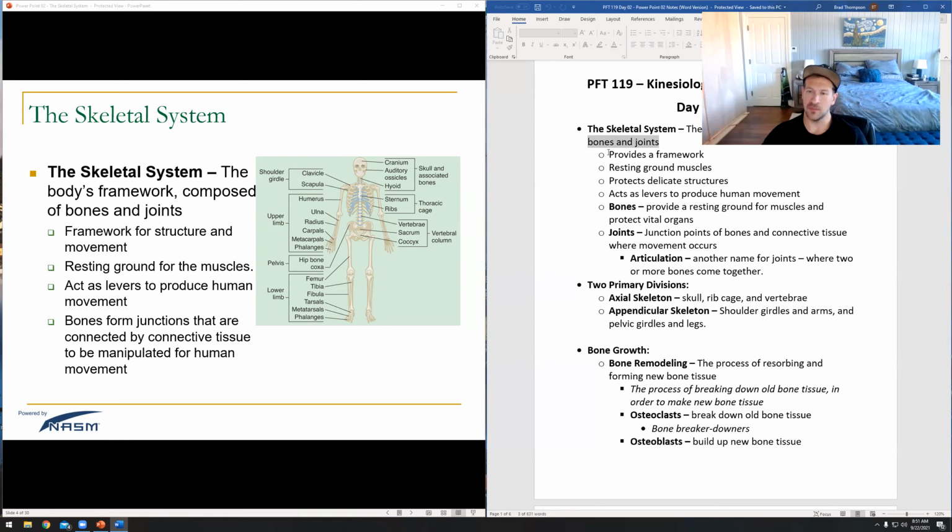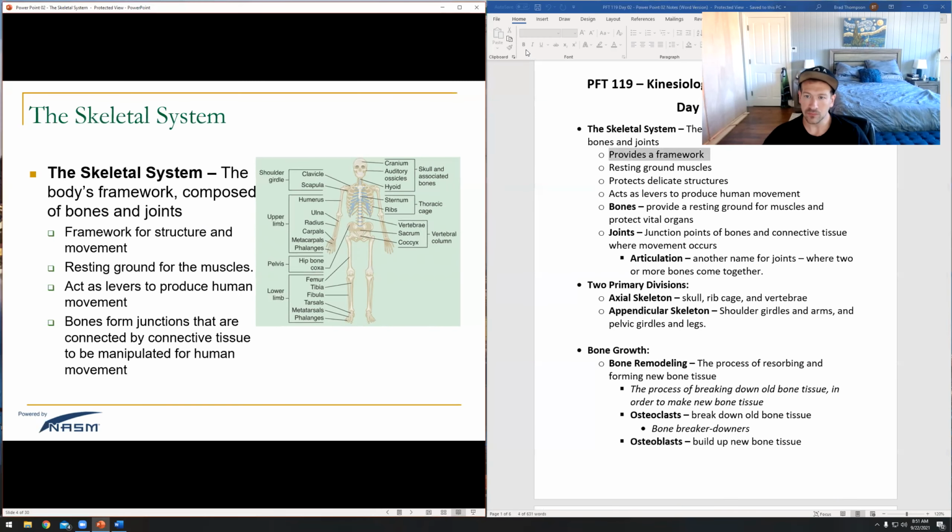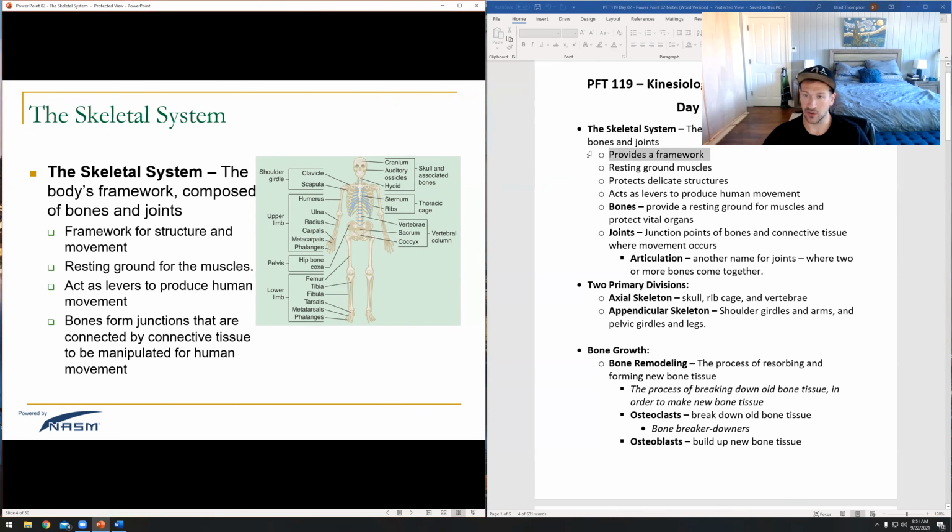Its job is, it's got a couple of different jobs. It provides us with a framework that protects all of our delicate structures. You can see here, your most vital organs, your heart and your lungs, for instance, are protected by your rib cage. It gives us a resting ground for our muscles, so that they have something to move around on. And then it also acts as levers, which is probably the most important thing that we are talking about as movement professionals.